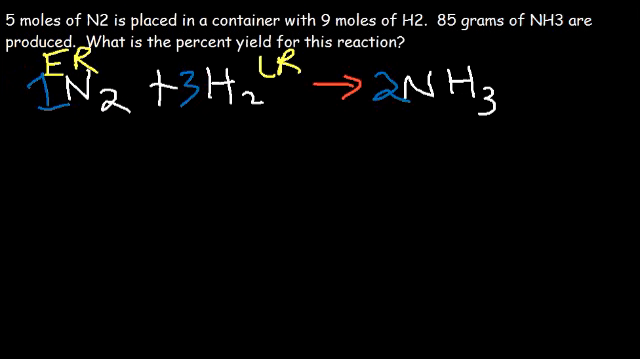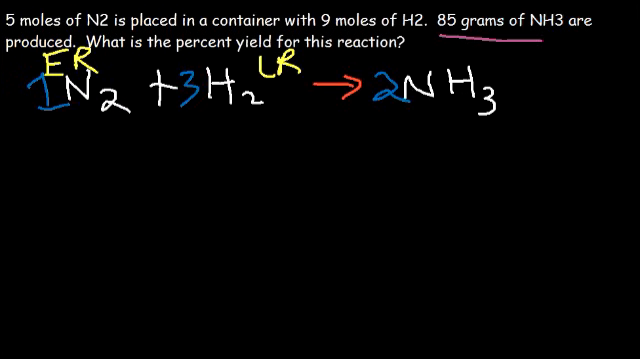The theoretical yield is the maximum amount of product that you can get in a reaction. In order to find the percent yield, we need to take the actual yield divided by the theoretical yield and multiply it by 100%. The actual yield is what you actually obtain in a reaction. In this case, the actual yield is the 85 grams of ammonia. So that's how much ammonia was actually collected in this reaction. So we need to find a theoretical yield.